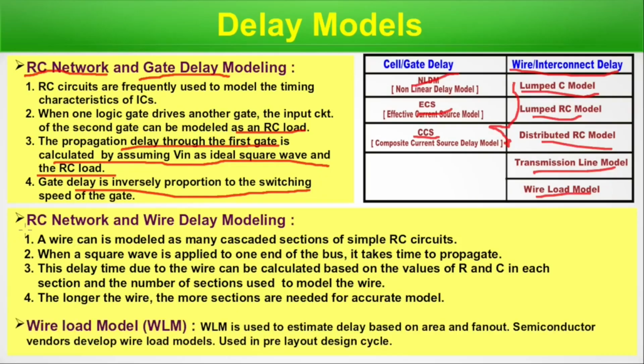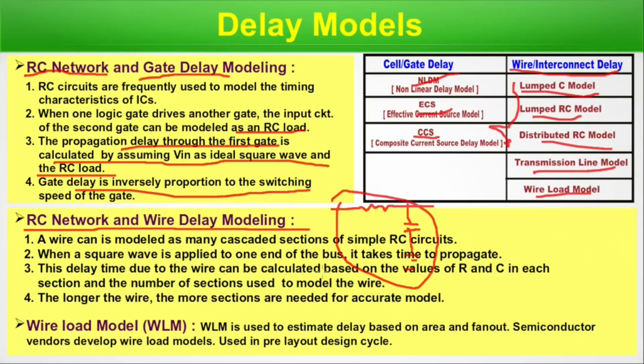Now, why is the RC network important? It gives us a good approximation of a long wire. A wire can be modeled as many cascaded sections. So first, what we actually do is take a smaller model of RC and keep on repeating that thing again and again.